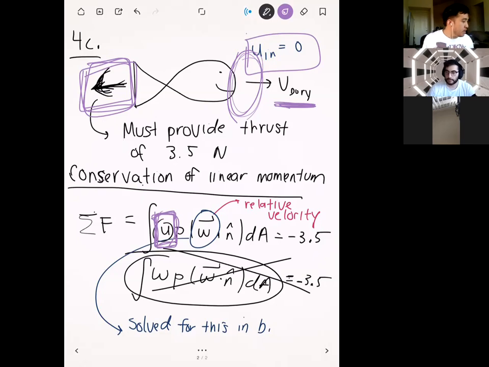All right, any questions on this? If you're having trouble with 4C, definitely give this method a try. And if you have any more questions on it, you can contact me through email or Discord or whatever. Okay, so let's get back into conservation of energy.